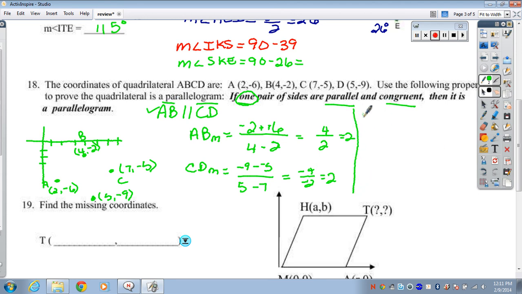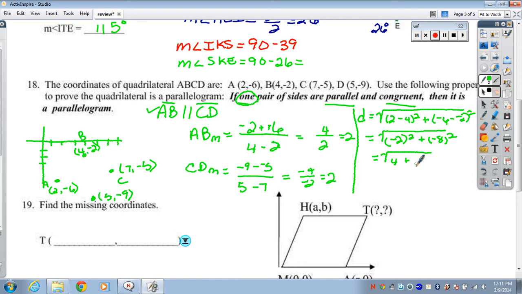So the distance for AB, d equals the square root of 2 minus 4 squared plus negative 6 minus negative 2 squared. That's going to equal the square root of negative 2, make sure that's in parentheses, squared, plus negative 8 squared, and that equals the square root of 4 plus 64, which is the square root of 68. That is for AB.